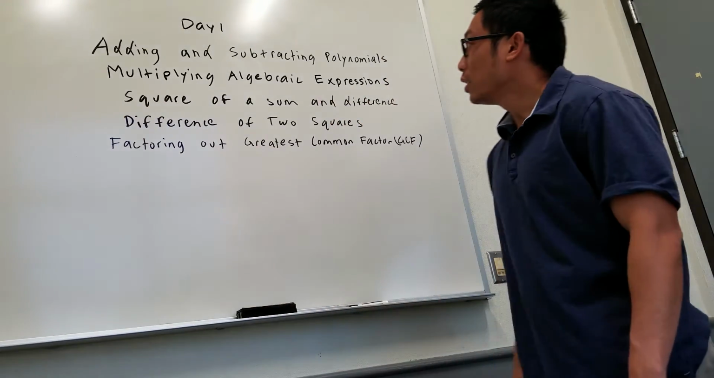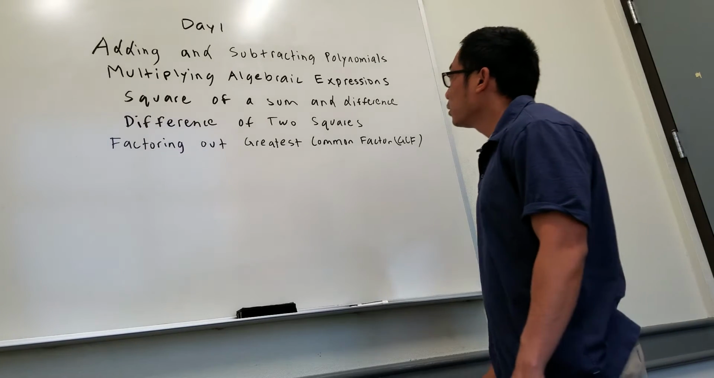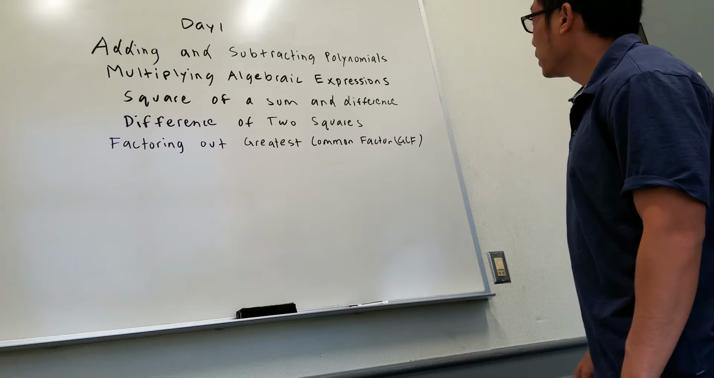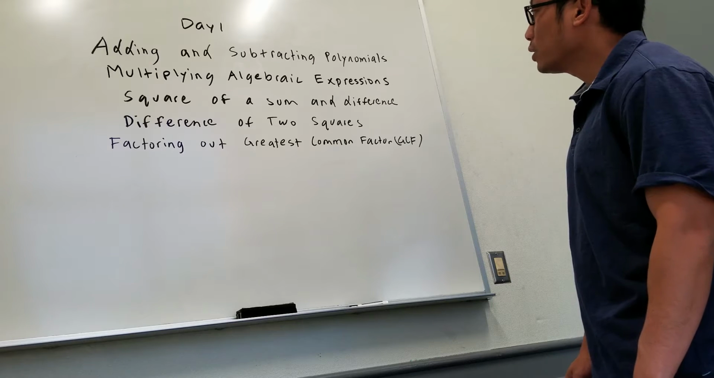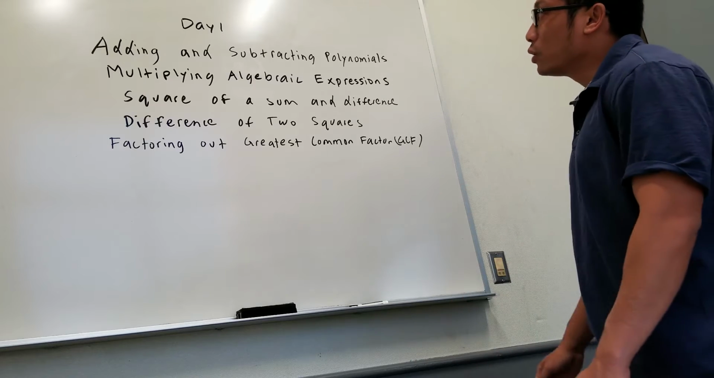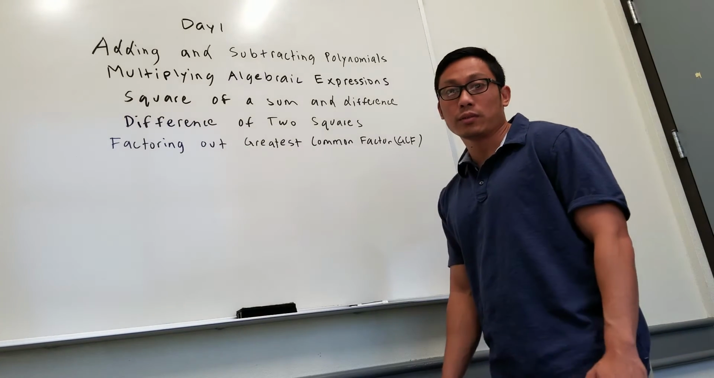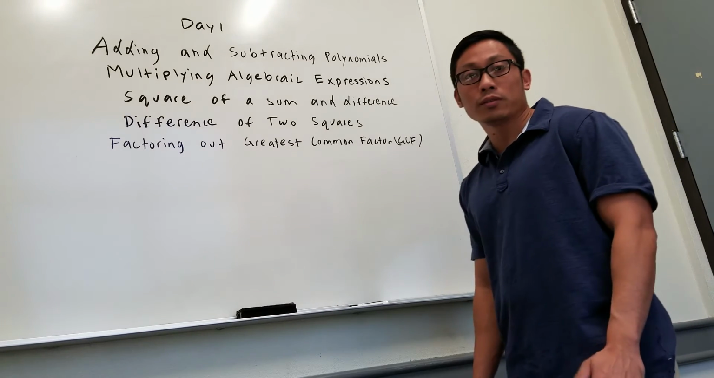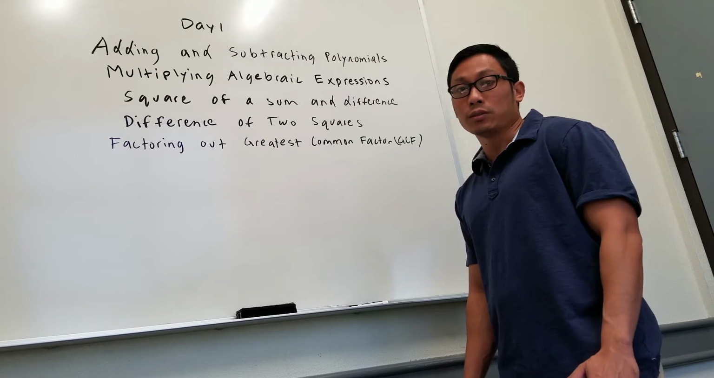So today we're going to be adding and subtracting polynomials, multiplying algebraic expressions, square of a sum and differences, difference of two squares, and factoring out greatest common factor, also known as GCF. Just to let you know, this is going to be an accelerated pace because it's an algebra review. If you ever feel like pausing the video, please do.